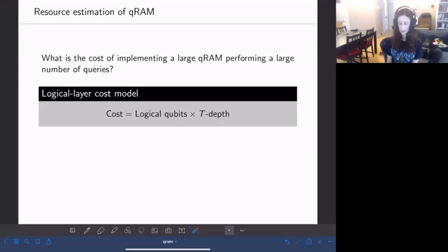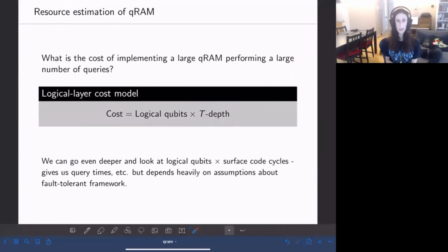So for this talk, I'm going to stay just at the logical layer, but in principle, you can also go down another layer to the actual fault-tolerant layer and look at what would happen if you put this into a surface code. And then you can get things like actual query times, and the number of qubits that you'll need to actually do all the fault-tolerant stuff, like the magic state distillation. And we did that in our paper, but I'm not going to go into any detail about that because it depends on a lot of assumptions. And the numbers are also a little bit out of date now, I think. But if you're interested, you can go and check that out.